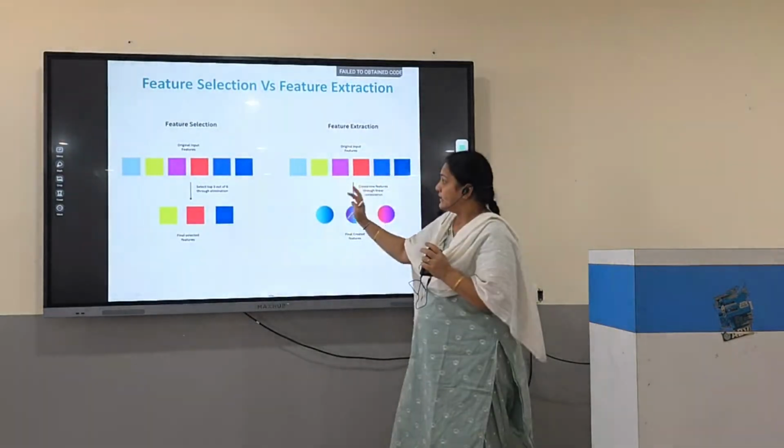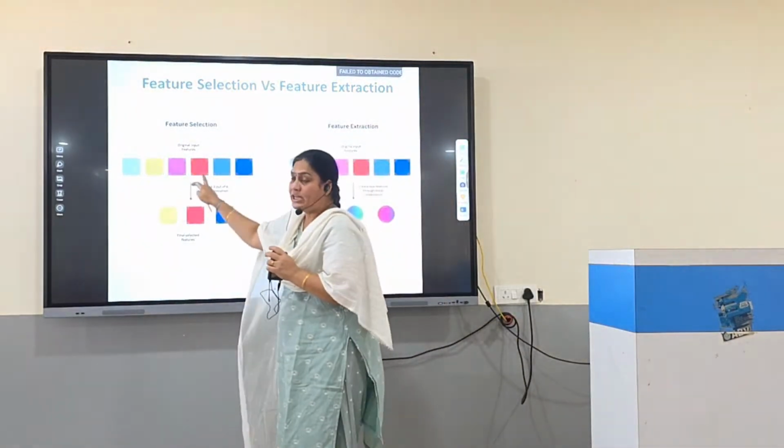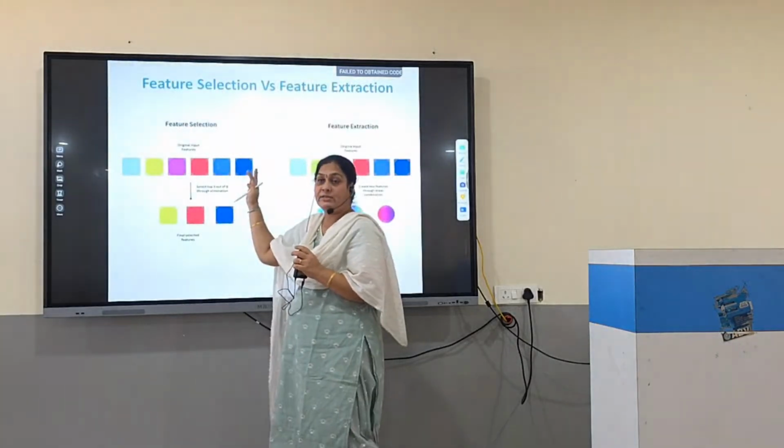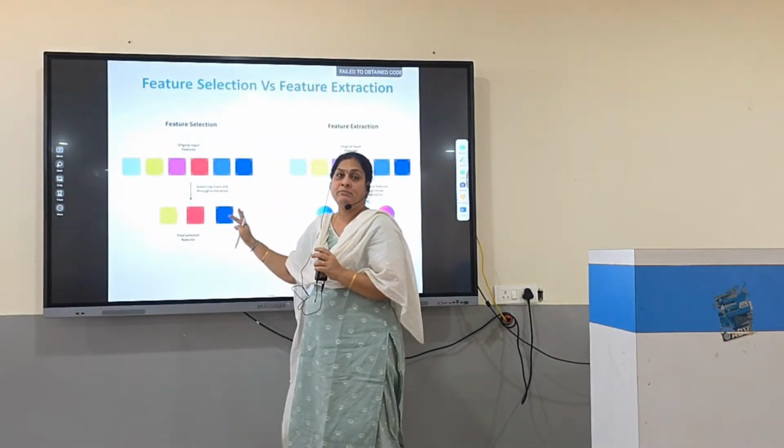See the main difference here, in feature selection. You have the original input features. These are the so many features. From this, you are selecting some three.